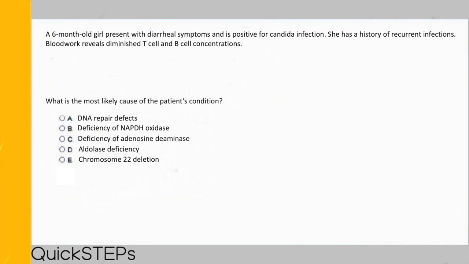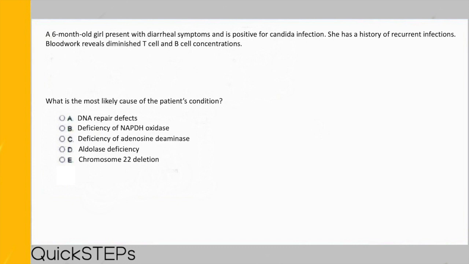How about B, deficiency of NADPH oxidase? Well, we talked about this one before. This is just chronic granulomatous disease. So we should be seeing catalase positive organisms. Do we see that here? Yeah, we do. We do see that here. Right, Candida. Candida's catalase positive.